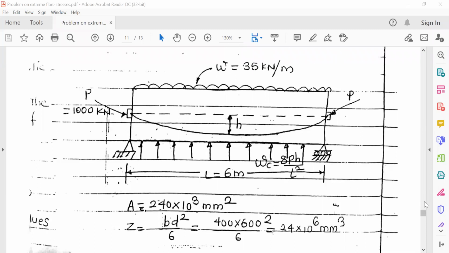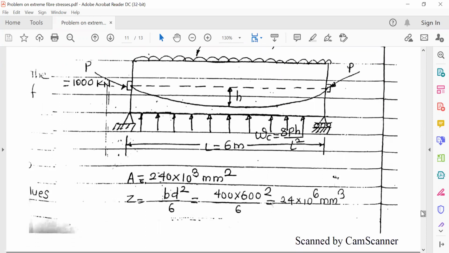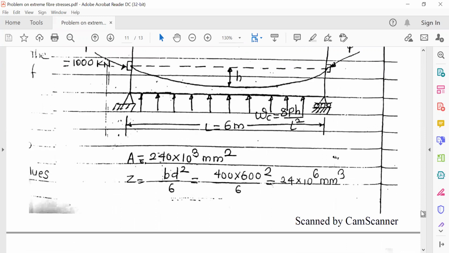So now you need to calculate the area. As the beam cross section is of 400 by 600 mm, so area comes up to be 240 into 10 raised to power 3. As the beam is cross section, so B into D. So 400 by 600, that is 240 into 10 raised to power 3 mm square.